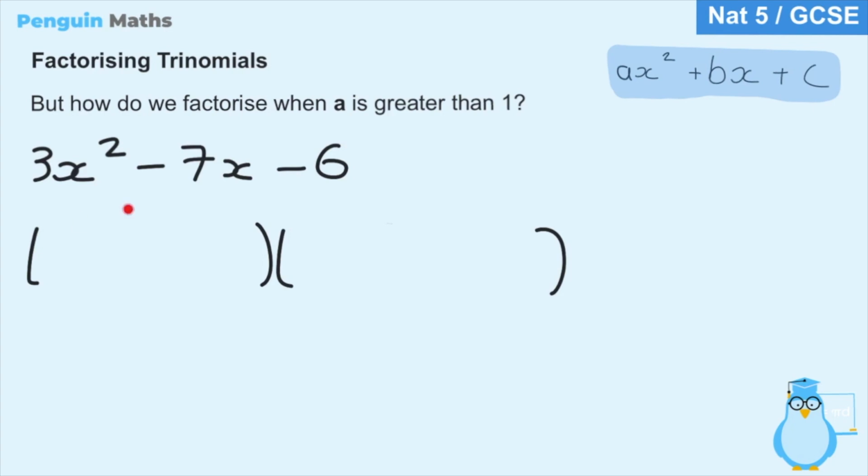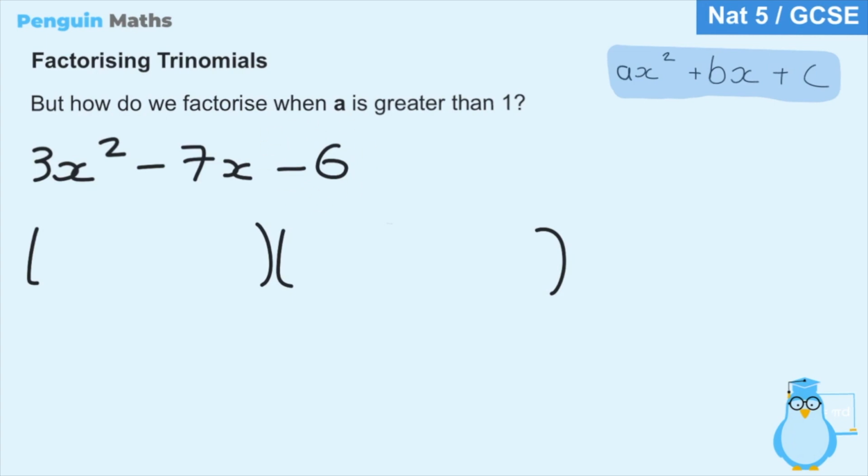For example, we know that in each set of brackets we're going to have two terms in each one and also a sign that connects them together, either a plus or a minus in each bracket. And we also know that because when we multiply out the brackets with two terms, the first two terms in each of the brackets has to equal the first term in the original expression, so 3x squared, and the last two terms multiplied together have to equal the last term, so in this case minus 6.